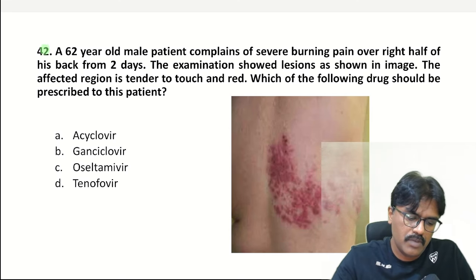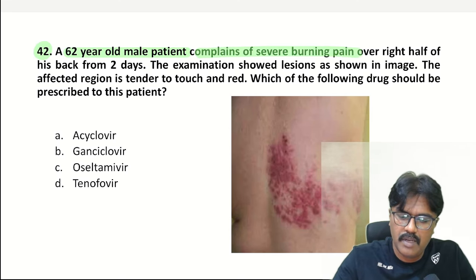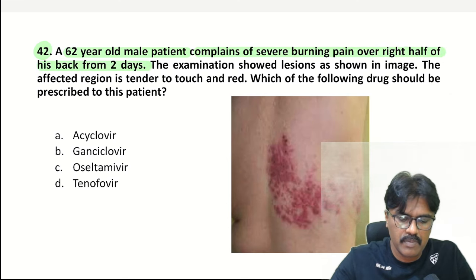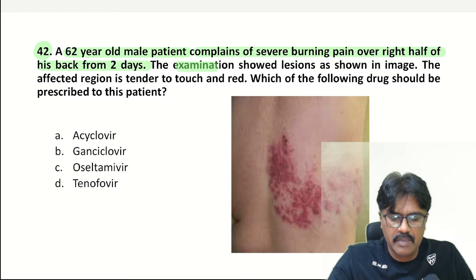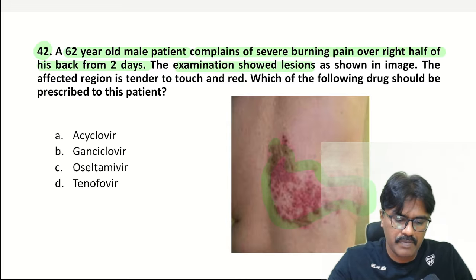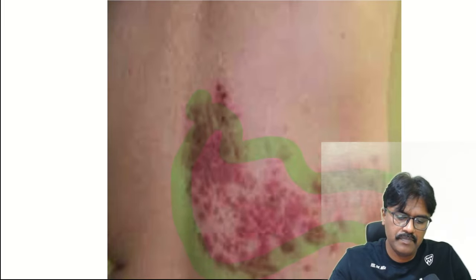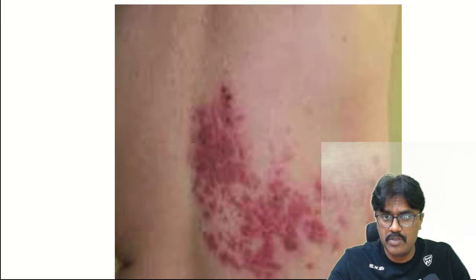So we'll take up question number 42. A 62-year-old male complains of severe burning pain on the right half of the back from 2 days. The examination showed lesions as in the image here. The affected region is tender to touch and red. Which of the following drugs should be prescribed? See this. Derma question. Herpes zoster.